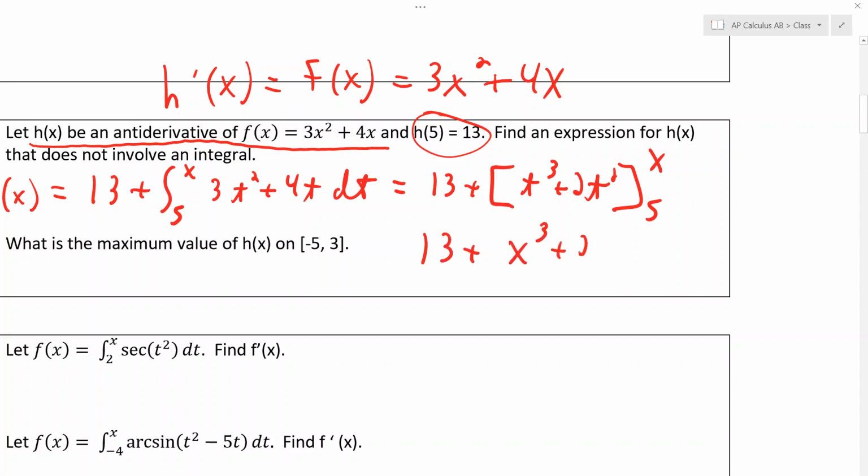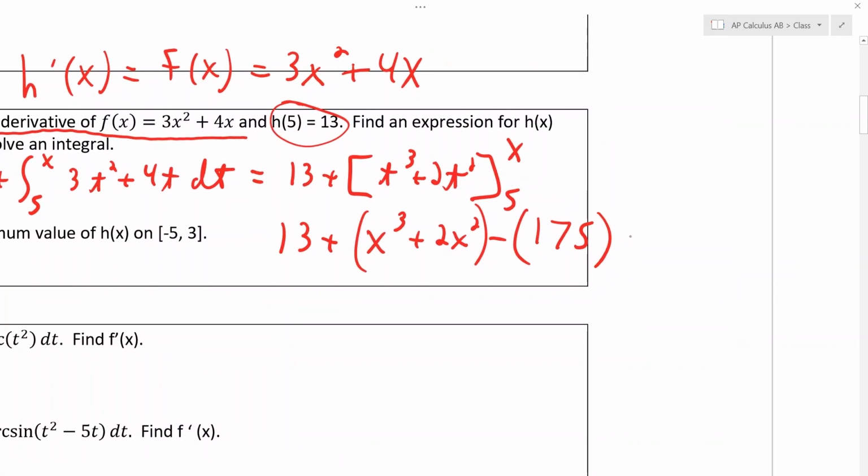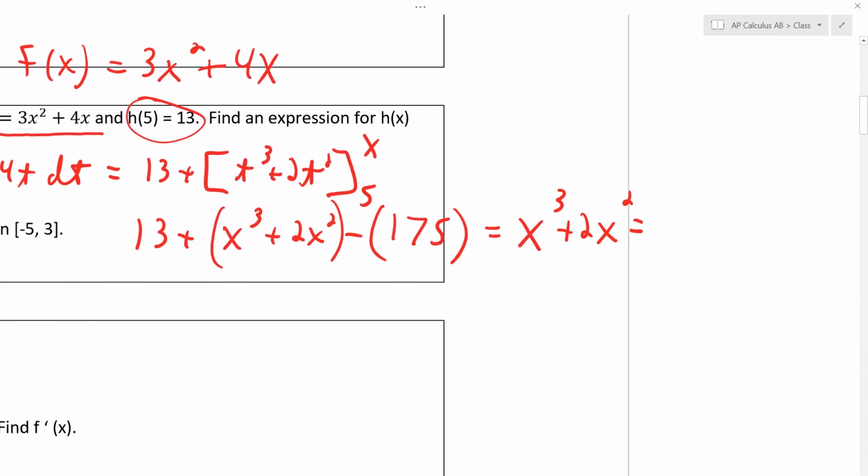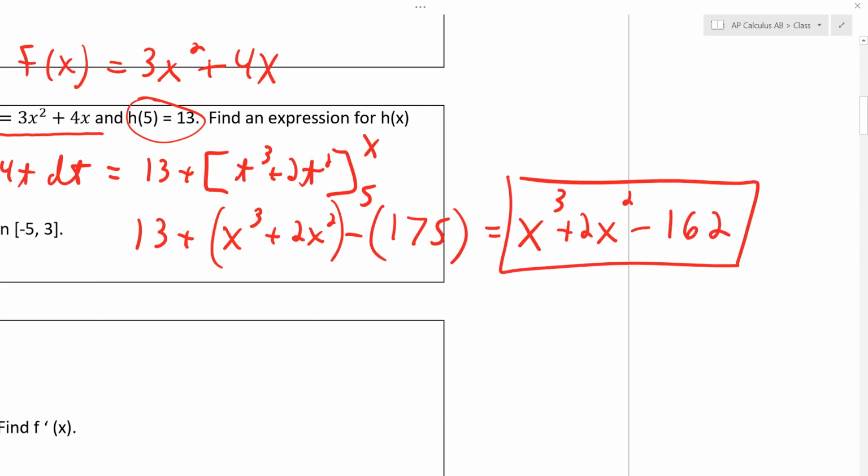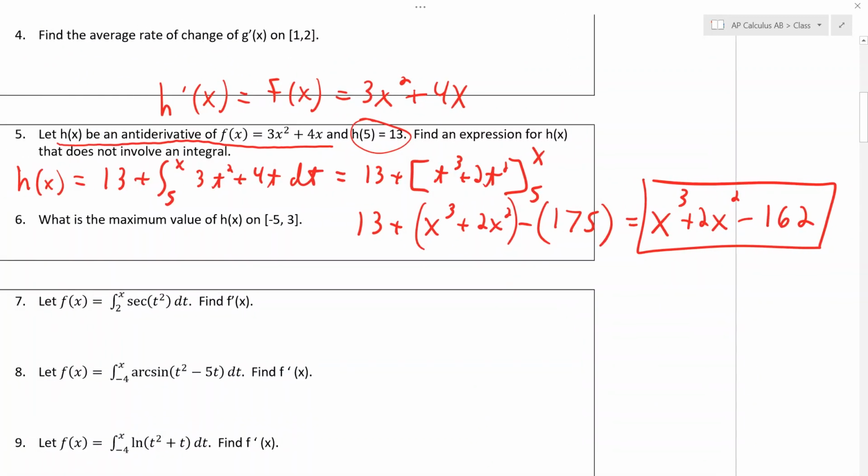x cubed plus 2x squared minus, then we have to plug in 5. So that's x, plug in 5. It's 125 plus 50, that's 175. Which is x cubed plus 2x squared, whoops, not equals, minus 162. Does it make sense that h, right now, that we just found it, if I derive it, do I get 3x squared plus 4x? I sure do, that works out. And if I plug in 5, do I get 13? You sure do. So it works. Okay, it's the only function that fits that. Only one in the world, and we found it.